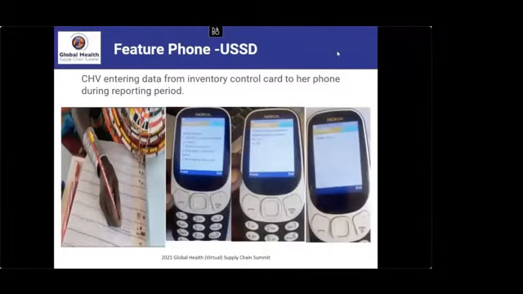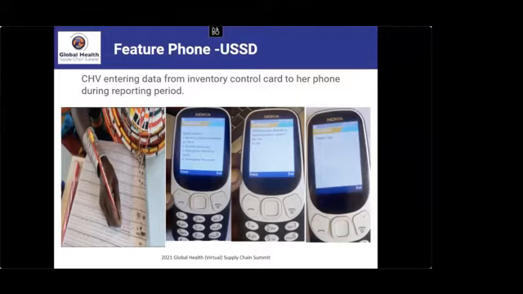We'll also look at the feature phone, USSD. So the CHV uses the inventory card daily to track the dispensed commodities. And at the end of the month, they do a physical count of all the usable commodities that are remaining. The stock on hand after the physical count, the total quantity that they have dispensed during the month, and the quantity that has been received is then submitted on Systock by the community health volunteer using their Systock account.